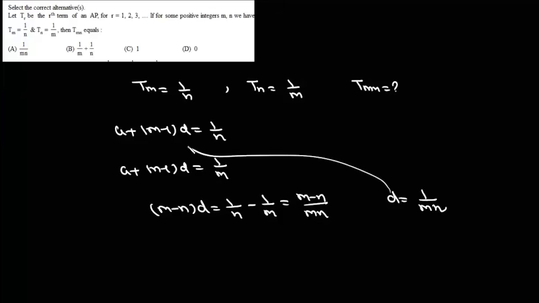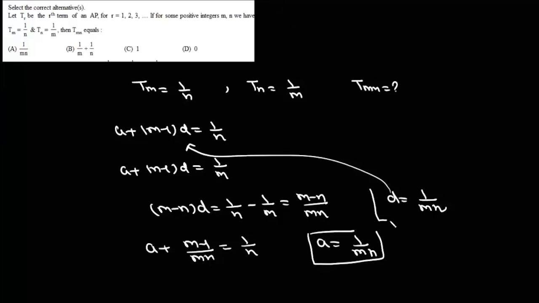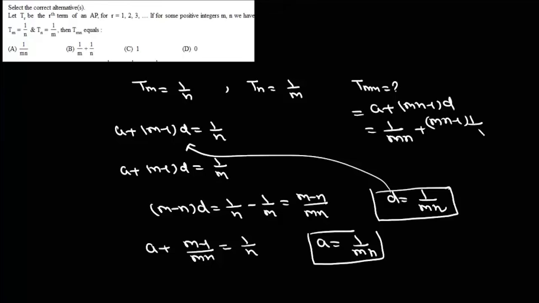Now if we put d as 1 by mn, we get a plus (m minus 1) upon mn, and it is equal to 1 by m. From here we get a also as 1 by mn. And once we have a and d, we can write its mnth term. Its mnth term will be a plus (mn minus 1) into d. Now a is 1 by mn, so it will be 1 by mn plus (mn minus 1), and d is also 1 by mn. So it will be mn by mn, which is 1. So the answer to this question is 1, which is your option C.